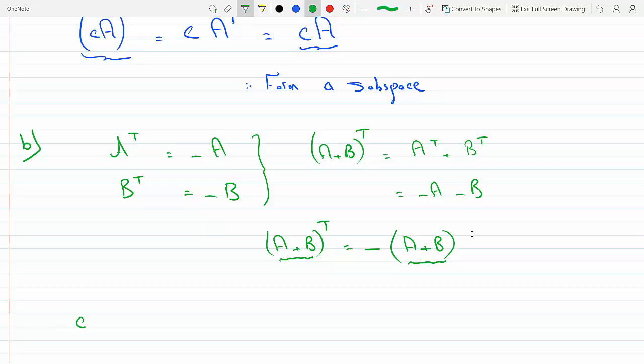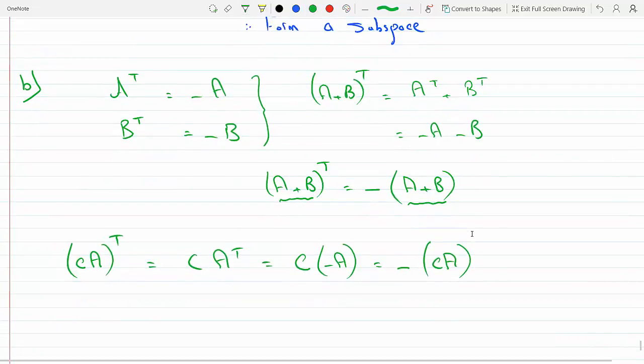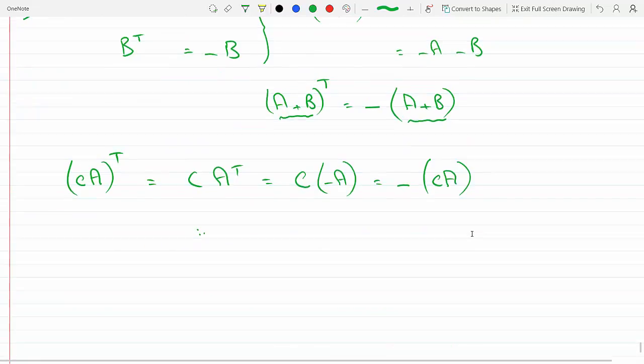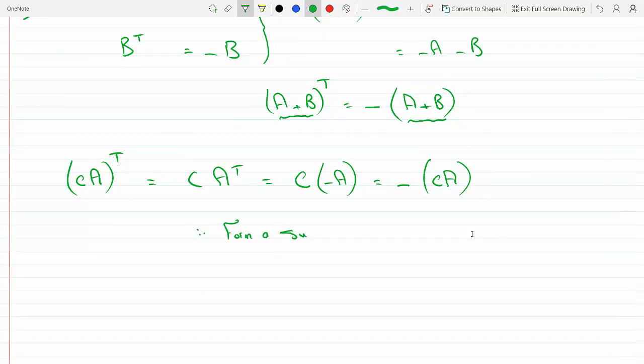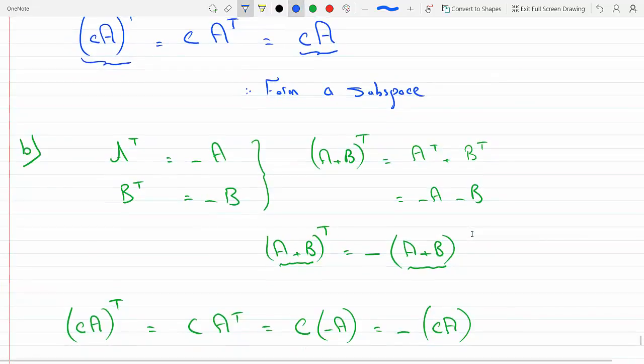Okay, let me show scalar multiplication. If I were to take some CA, I want to show that its transpose equals negative CA. So this is equal to C A transpose, but A transpose is minus A because it's skew symmetric. So this gets me minus CA. I can put this in brackets. So I got a matrix here whose transpose equals the negative of that matrix. Therefore I'm closed under addition and under scalar multiplication, and the answer is yes. So this is a true statement. They form a subspace of M.